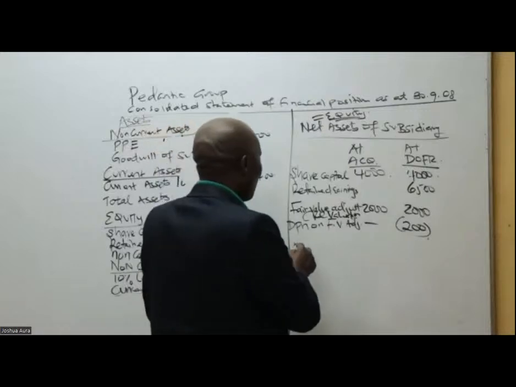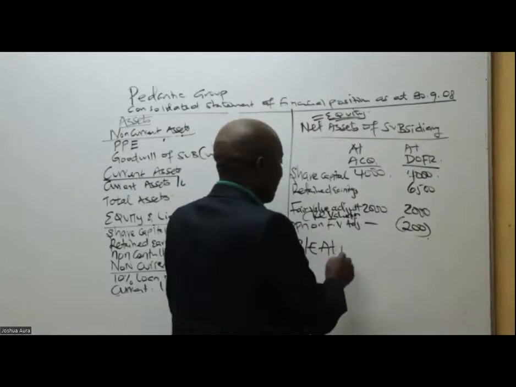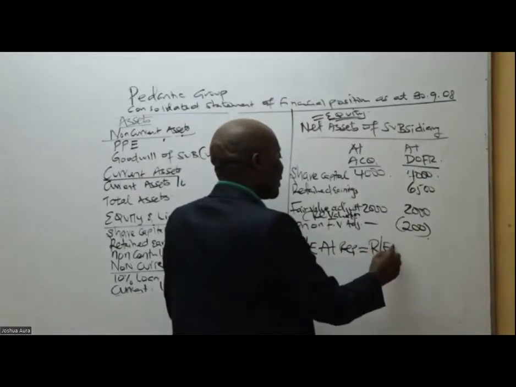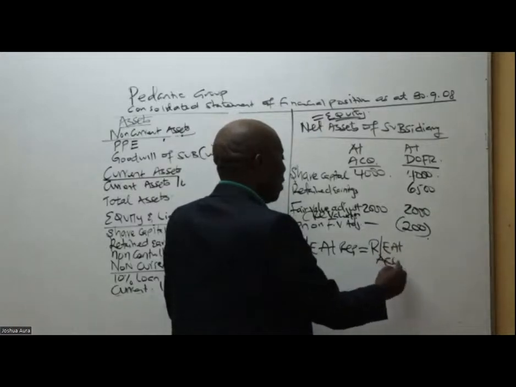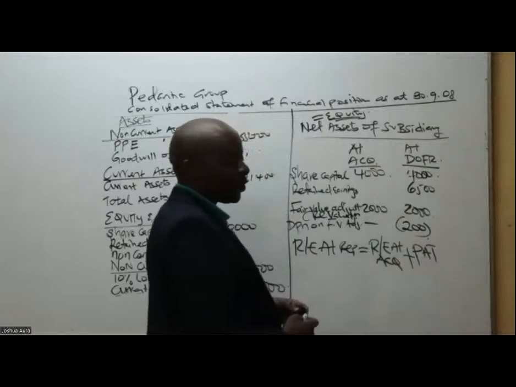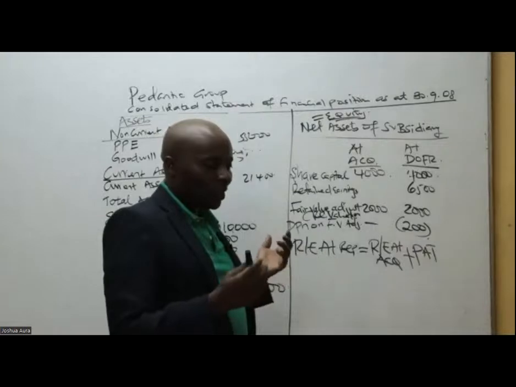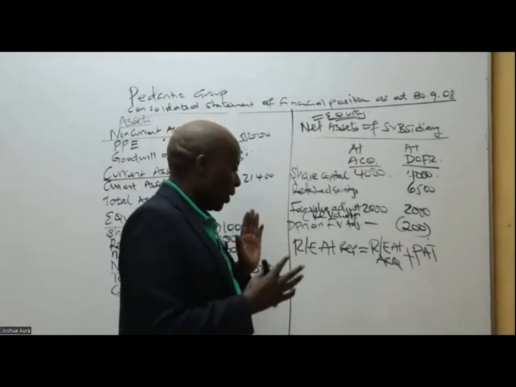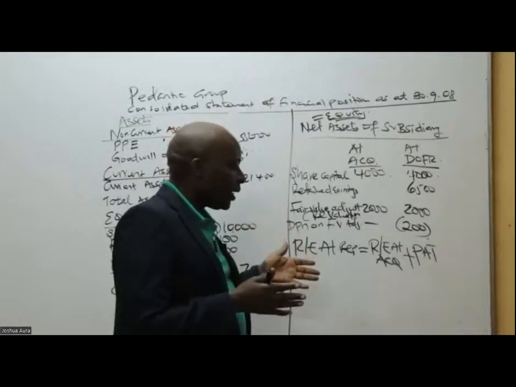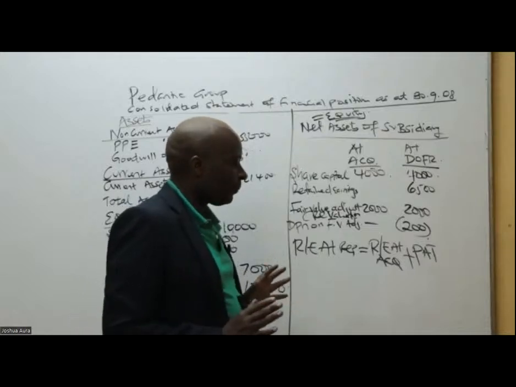Remember, for us to get retained earnings at reporting, we normally take retained earnings at acquisition plus profit. Assuming there were no dividends paid, assuming you retained everything, whenever you want to get retained earnings at reporting, we normally take retained earnings at acquisition plus the accrued profit.